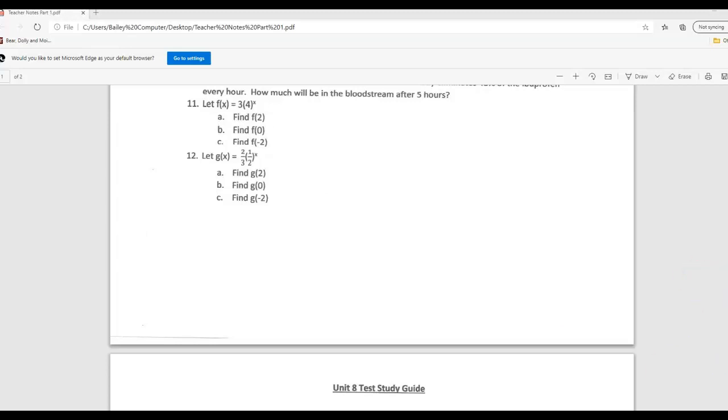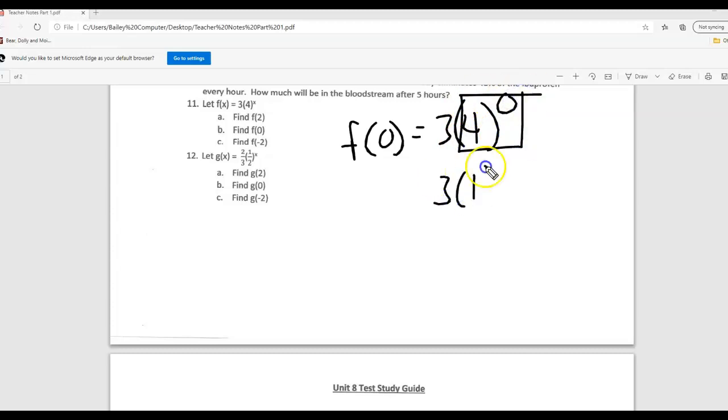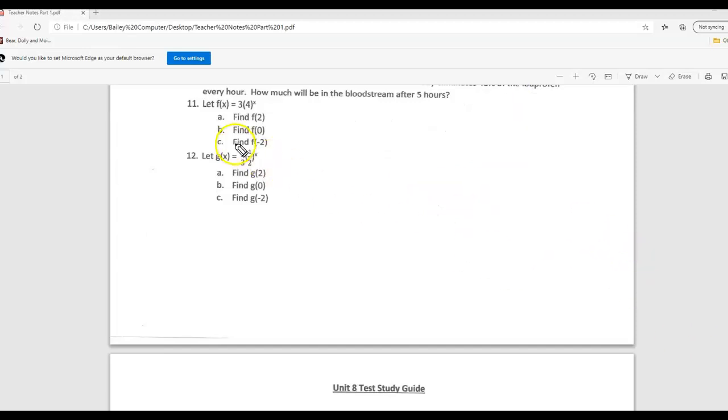Let's do part B. For part B, f of 0 would look like this. Now, any number raised to the 0 power is equal to 1. And so the answer for this one is just 3. Let's go ahead and take a look at part C there.